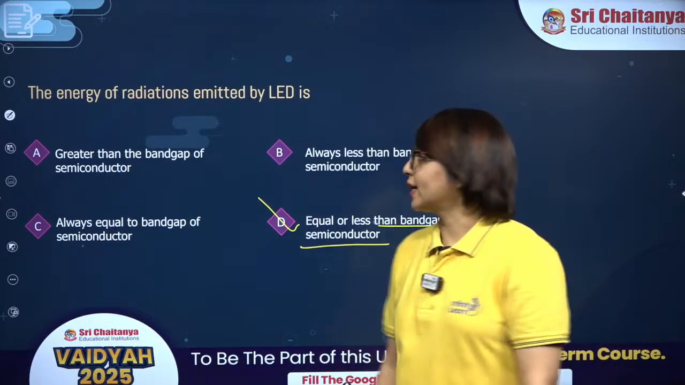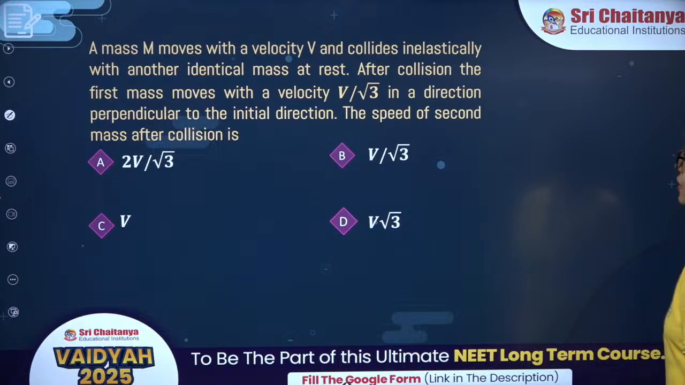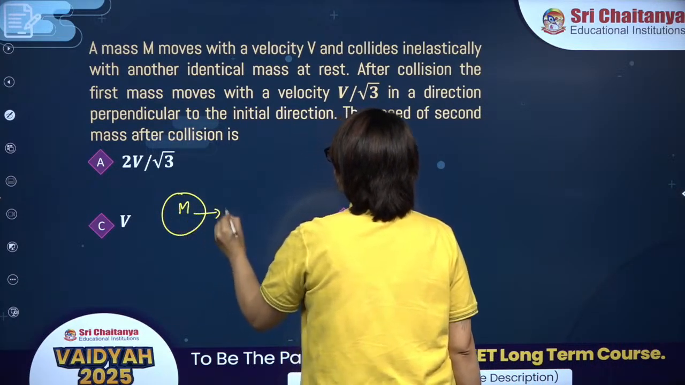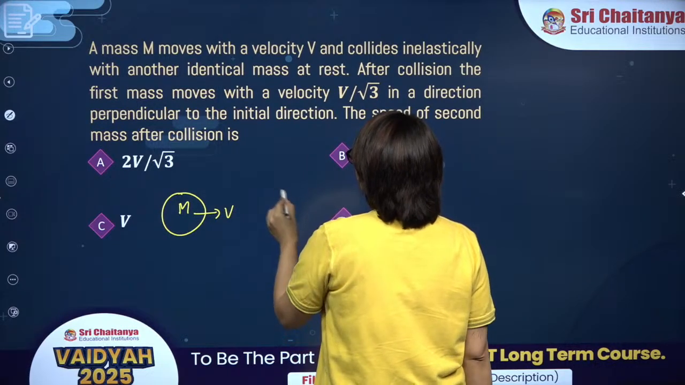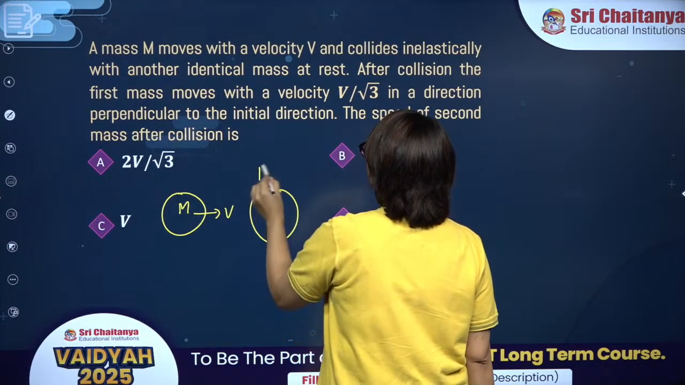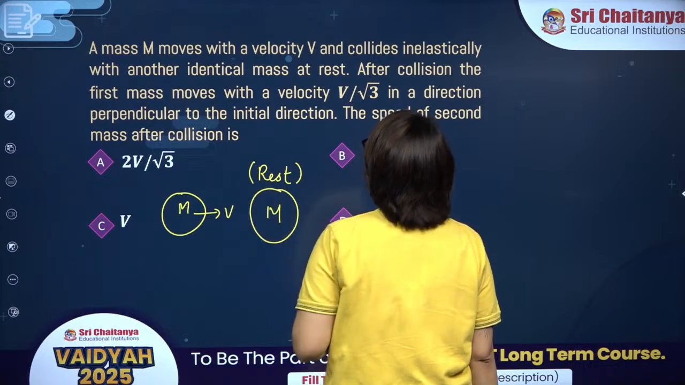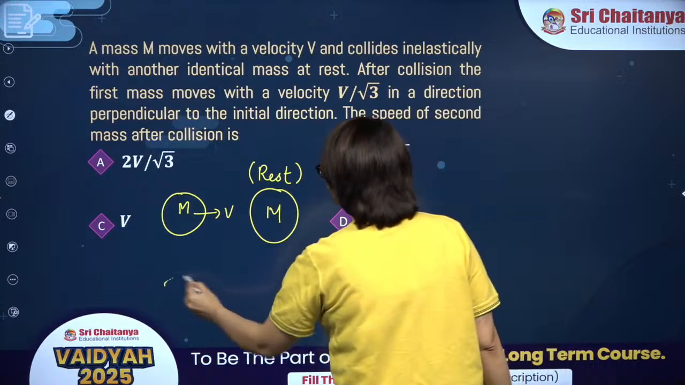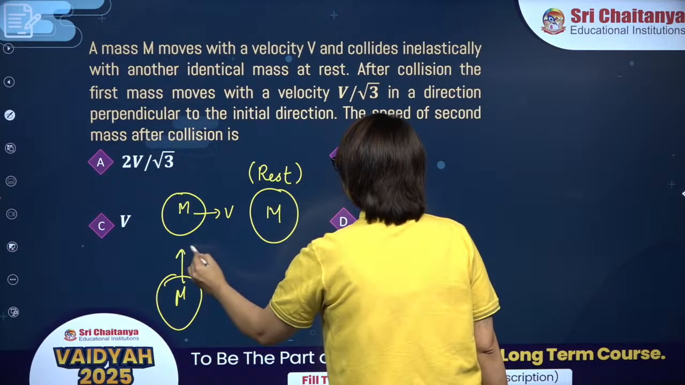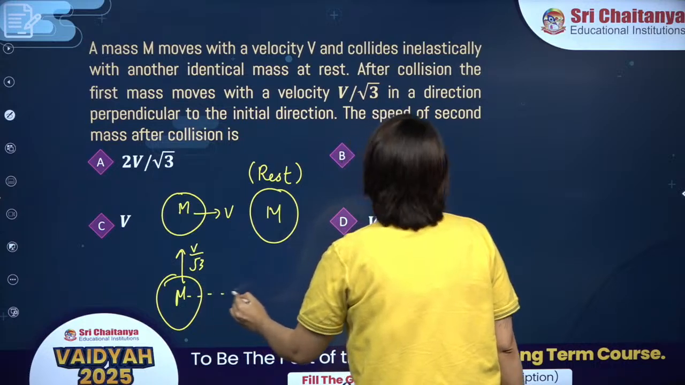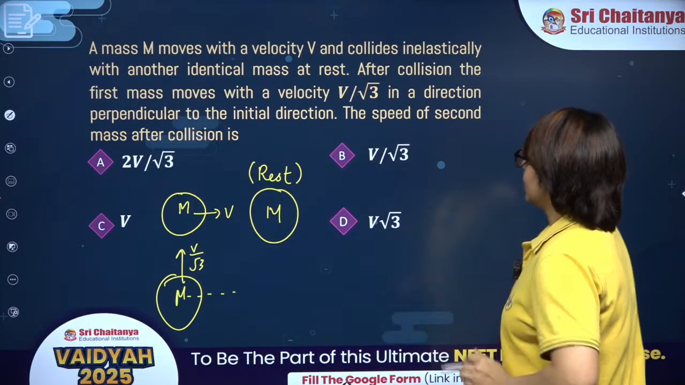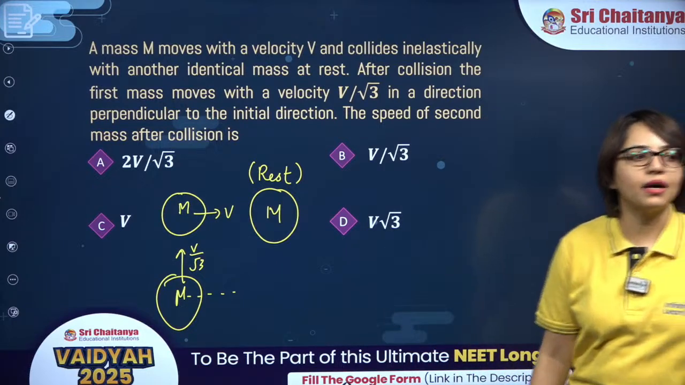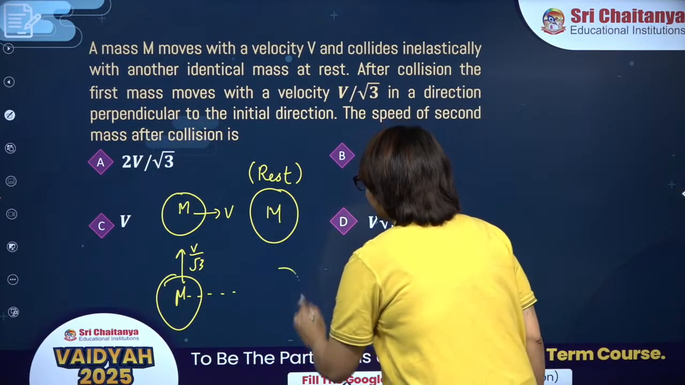Next is this one. We have a mass M. It moves with velocity V and collides inelastically with another identical mass at rest. After collision, the first mass moves with velocity v by root 3 in the perpendicular direction to the initial direction. What is the speed of the second mass after the collision? That you have to find.